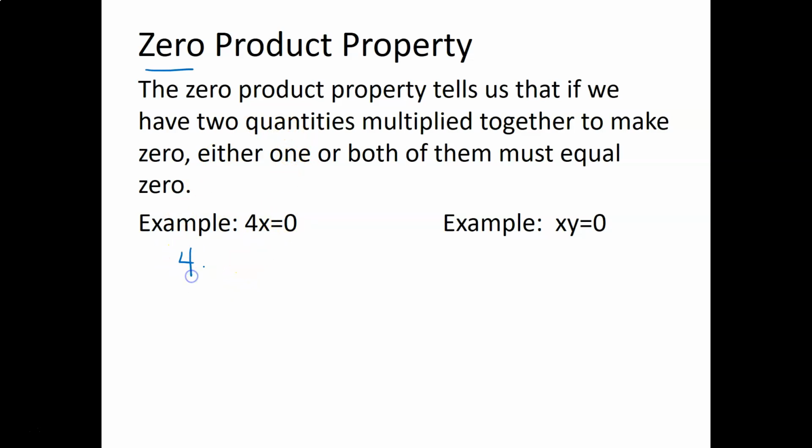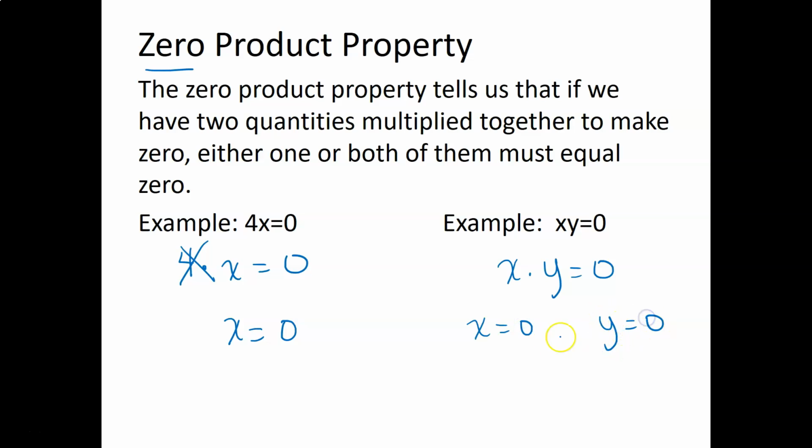So in this case, I have 4 times x equals 0. Well, I know 4 can't be 0, so I throw that out. x could be 0, though. In order for 4 times x to be equal to 0, I know that x has to be 0. It's the only option. But for one like this, I have two quantities together equal to 0. Either x could be 0 or y could be 0. Both of those solve the equation and make it equal to 0. It doesn't have to be both, but it can be.